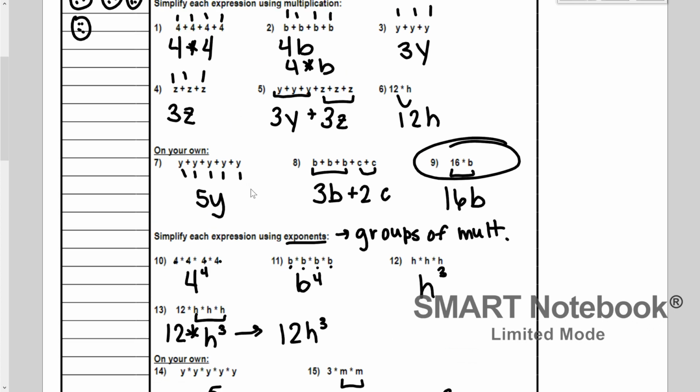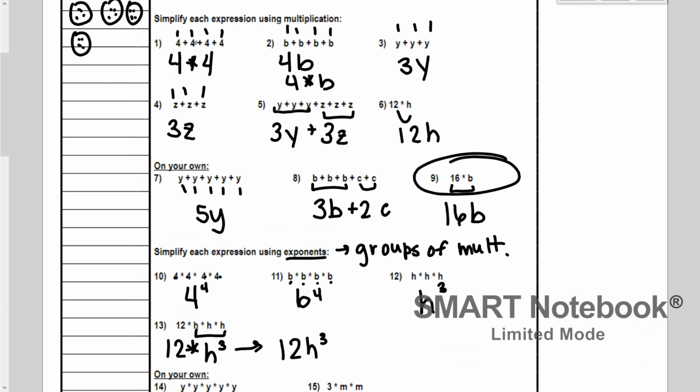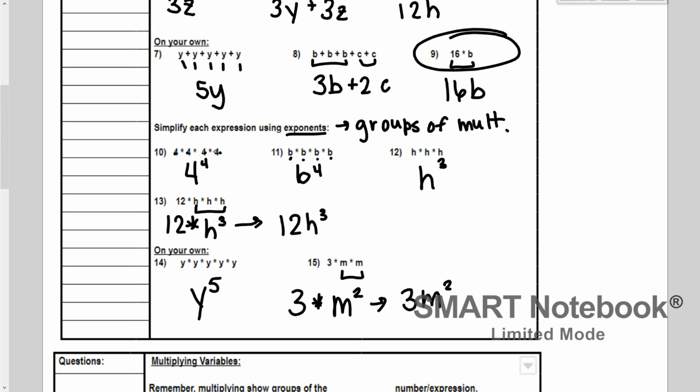Okay, so again, just a refresher. Addition, we simplify that by showing it in groups of multiplication. When we're multiplying things, we show that in exponents.